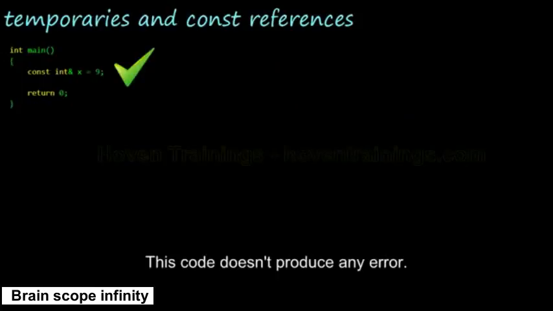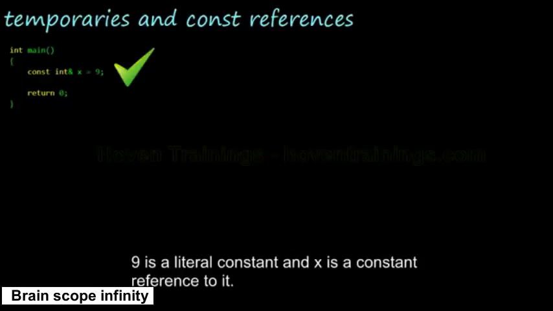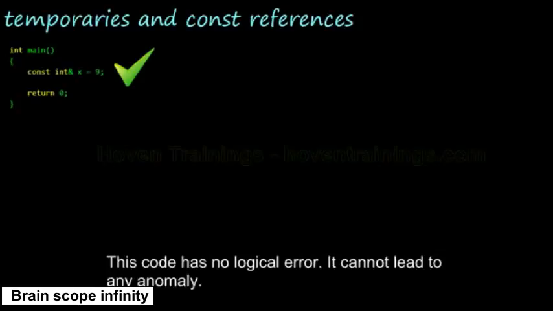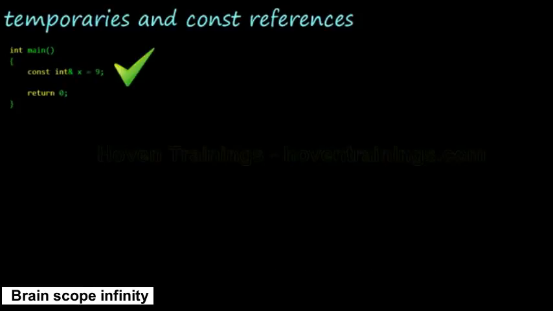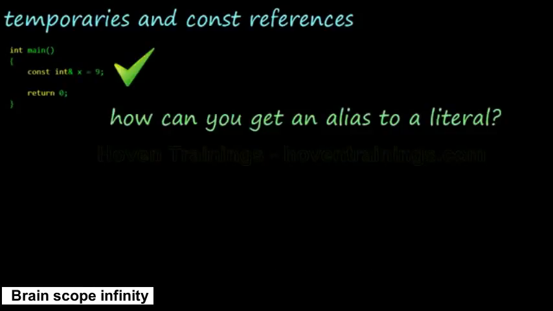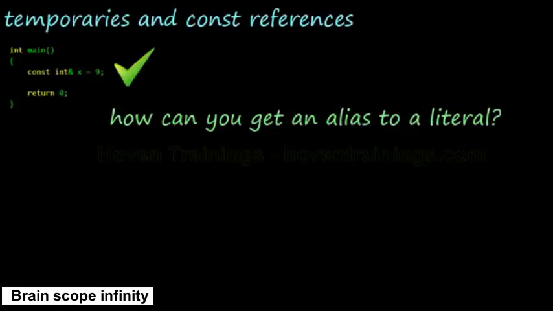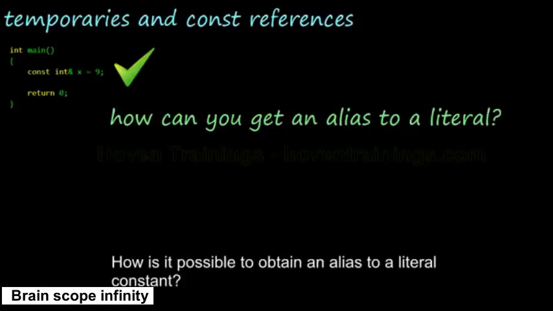This code doesn't produce any error. 9 is a literal constant and x is a constant reference to it. This code has no logical error. It cannot lead to any anomaly. But it still leaves a question unanswered. How is it possible to obtain an alias to a literal constant?